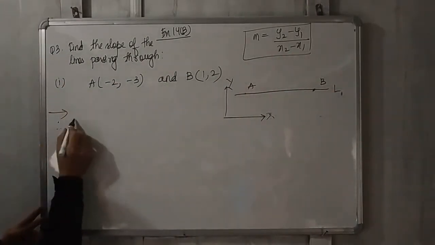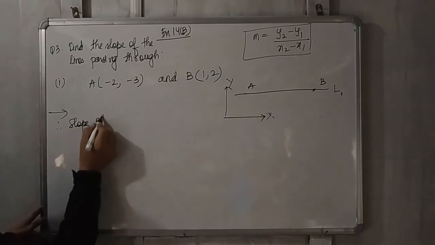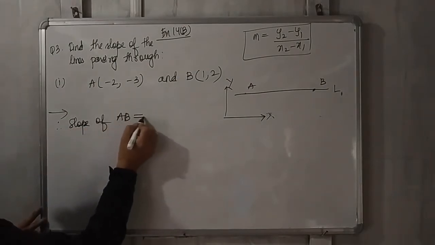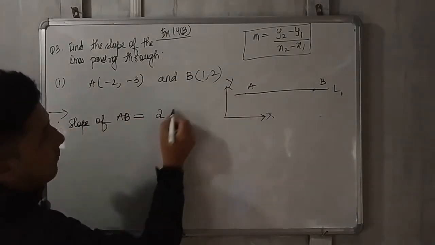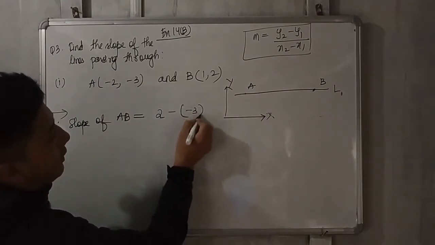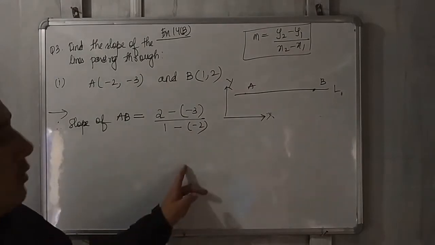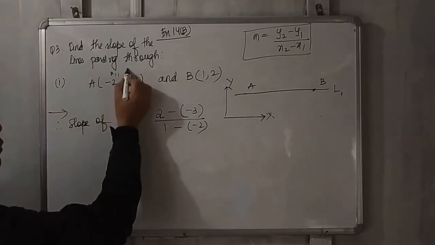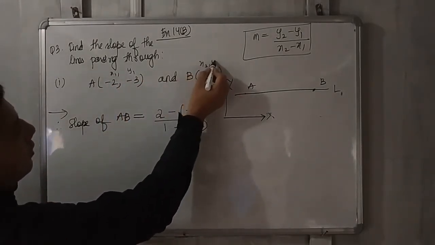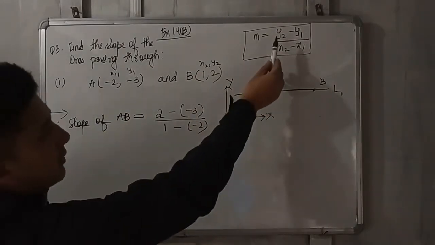So tell me, slope of AB will be y2, 2 minus of minus 3, divided by 1 minus of minus 2. Are you clear with this or not? See, this is your x1, y1, and this is your x2, y2. What does the formula tell?